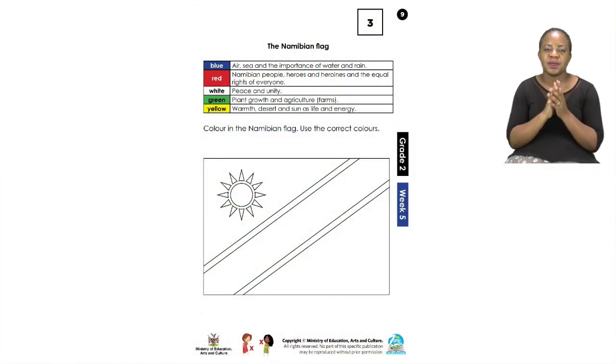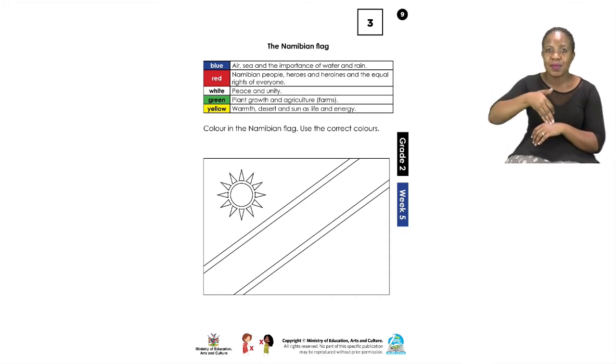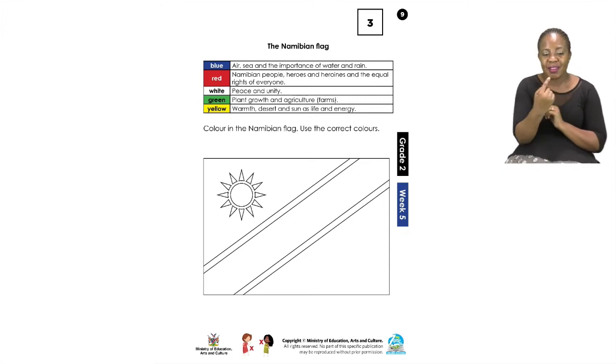On page 9, we are talking about the Namibian flag. But not just about the Namibian flag, we are talking about the colors. Now, every country, boys and girls, has a flag. And every color on their flag has a special meaning. For the Namibian flag, we have 5 colors. They are blue, red, white, green, and yellow. Each color has a special meaning.